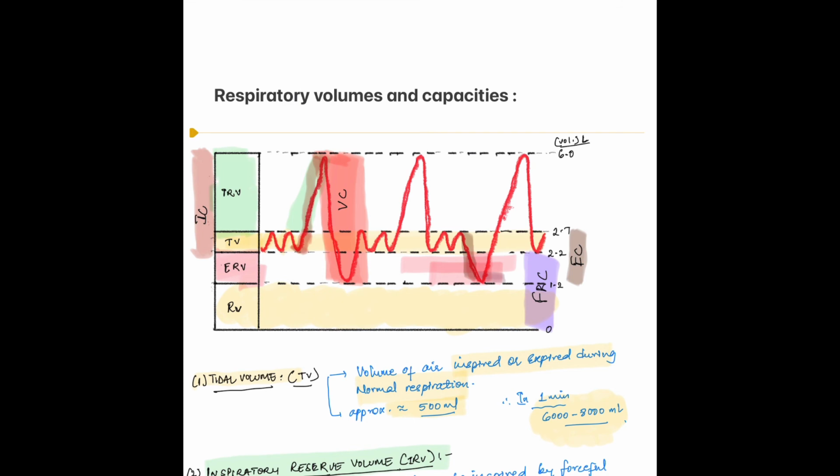Similarly, a person after forceful expiration has only residual volume in his lungs, and as he breathes in to his maximum capacity, this is his vital capacity. It includes inspiratory reserve volume, tidal volume, and expiratory reserve volume.